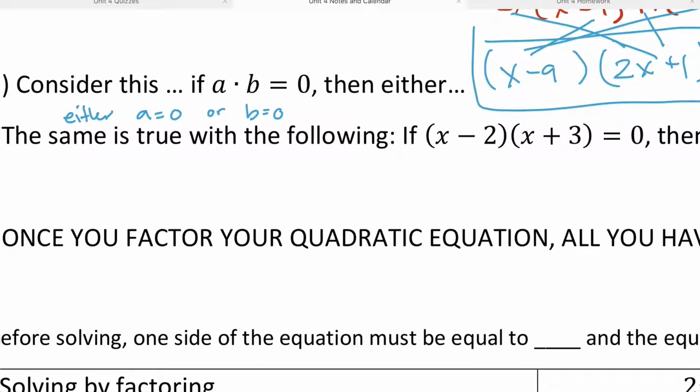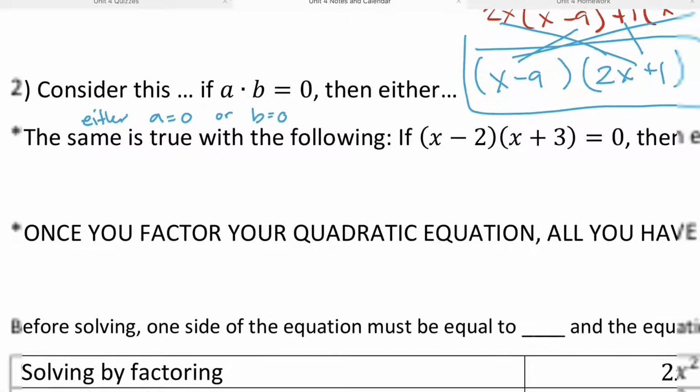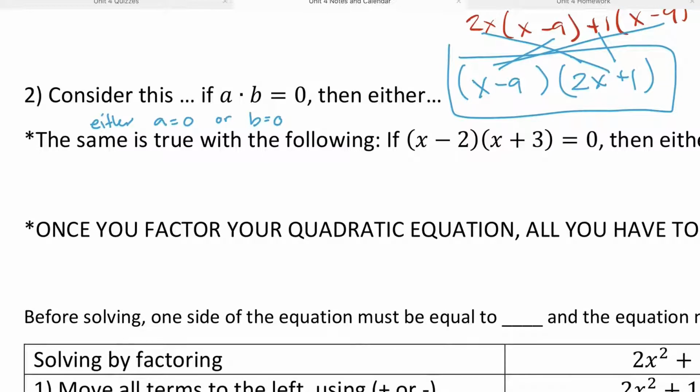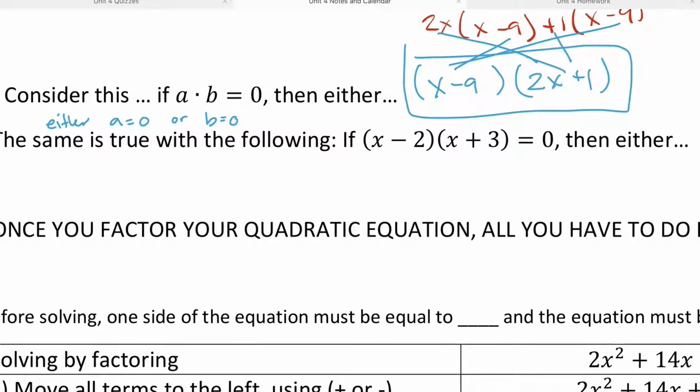This is the same as if we factor a quadratic. We have one parenthesis and we have another parenthesis. This could be like your a and your b. To have this equation equal to 0, either this has to be 0 or this has to be 0. So we would write this down as x minus 2 is equal to 0, or x plus 3 is equal to 0.